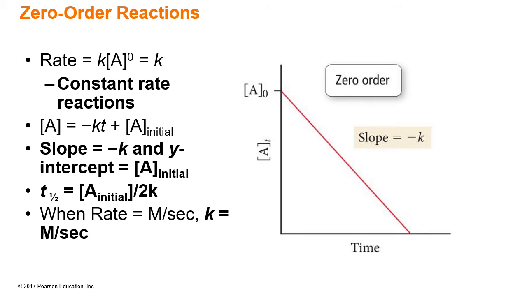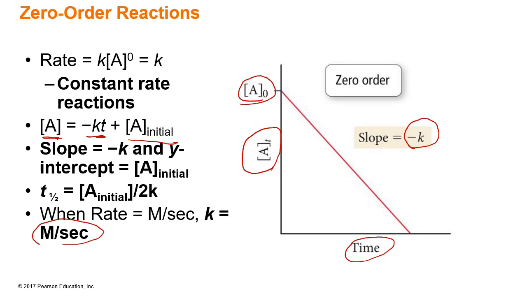For zero order reactions, we can plot the concentration directly versus the time, and we end up with a negative slope of k. This is a constant rate. It does not depend on the concentration of A. The concentration at any given time is equal to the negative kt plus the initial concentration. On our graph, you'll notice the intercept is that initial concentration. Our half-life is the initial concentration divided by 2k. And our units are molarity per second when we're talking about zero order reactions.